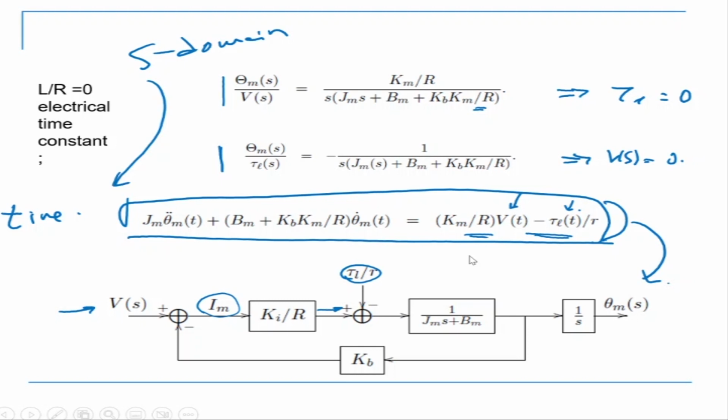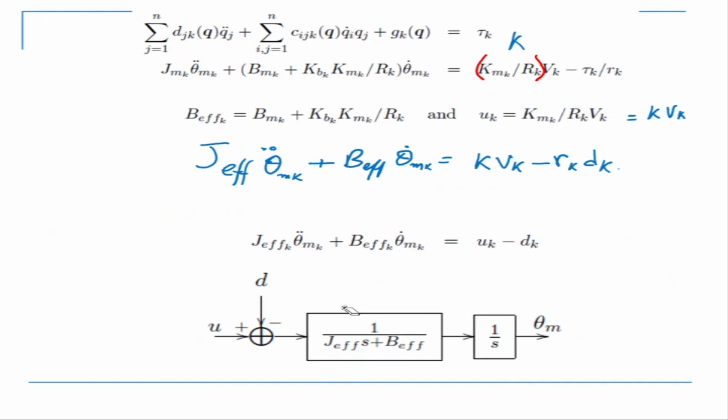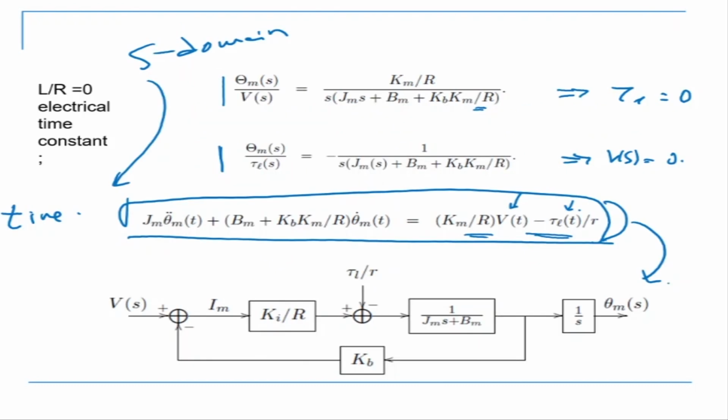We are getting this block diagram, which has two inputs. One input is Vs, the other input is tau L. Now what we need to do is add a controller. But let's look at this and understand this equation properly before we proceed any further.